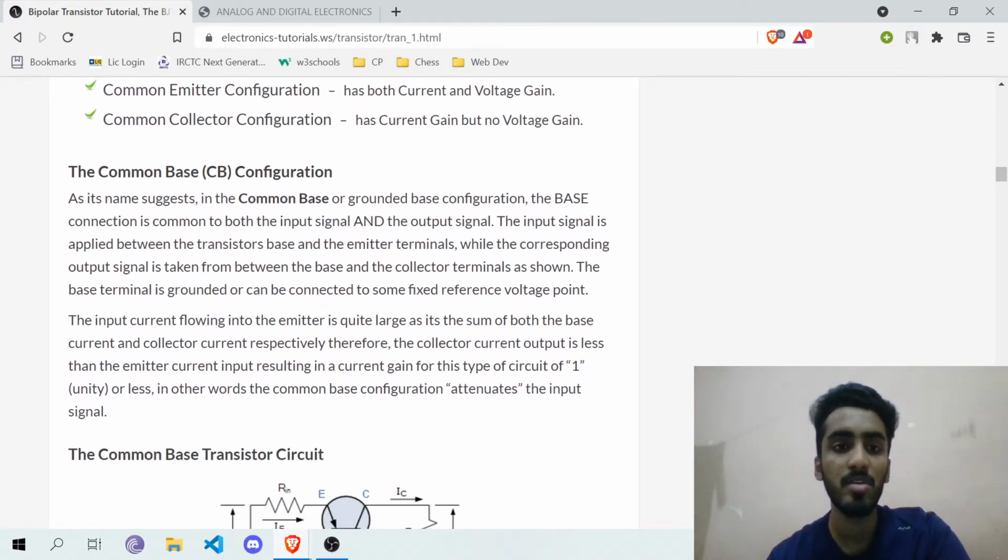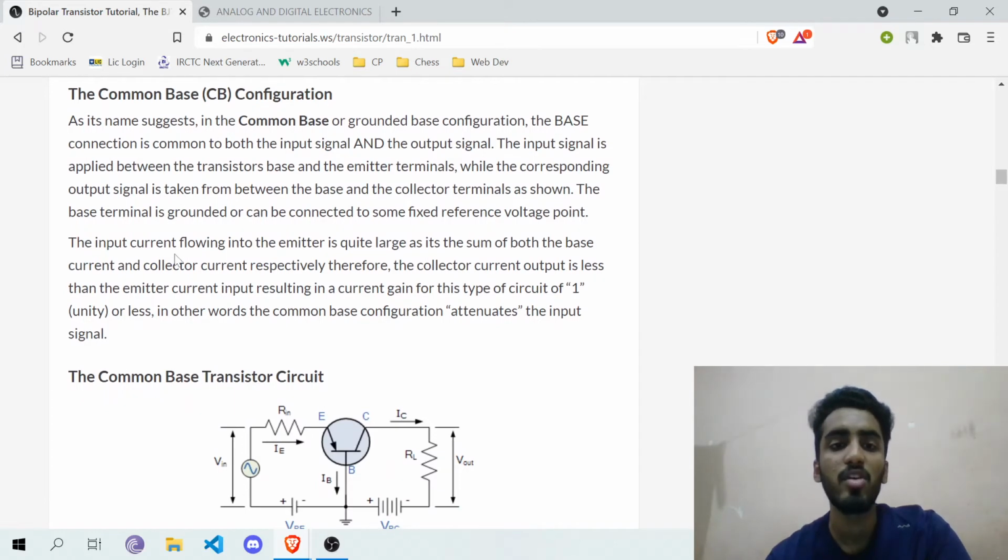This is the common base configuration. As its name suggests, in the common base or the grounded base configuration, the base connection is common to both the input and the output signal. The input signal is applied between the transistor's base and the emitter terminals, while the corresponding output signal is taken from between the base and the collector terminals as shown. The base terminal is grounded or can be connected to some fixed reference voltage point.